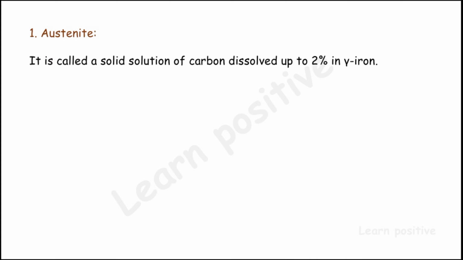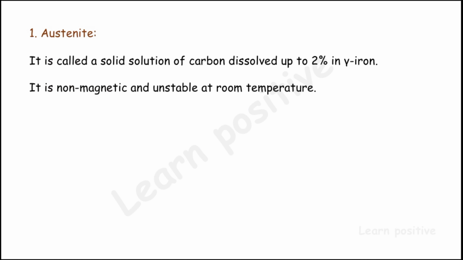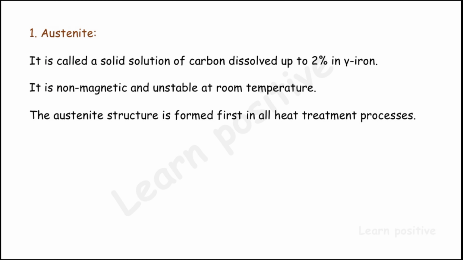First one is austenite. So, I already said at gamma iron we get the austenite structure. It is the solid solution of carbon dissolving up to 2% in gamma iron. In this there is no magnetic effect and it is unstable at room temperature. The austenite structure is formed first in all heat treatment processes.